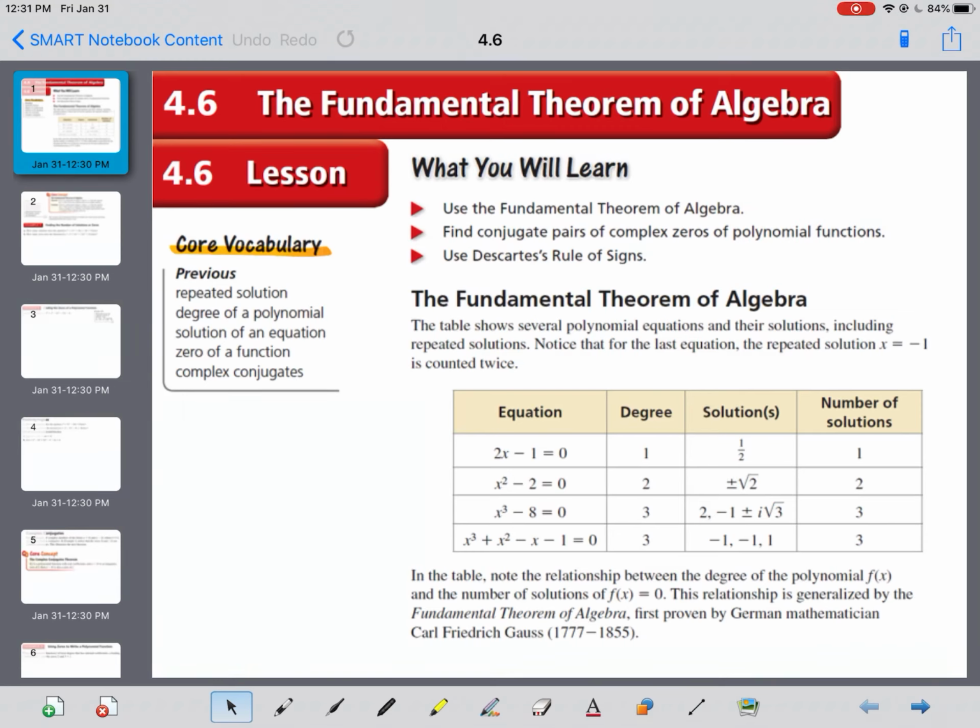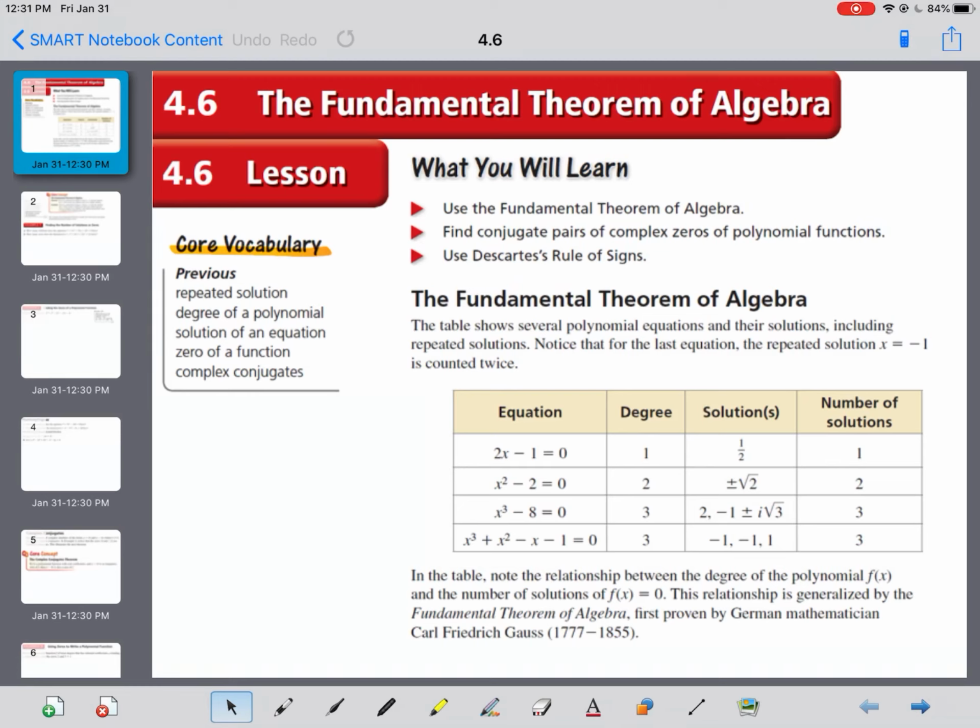2x minus 1, degree of 1, has one solution. X squared minus 2, degree of 2, two solutions. X to the third minus 8, degree 3, 3 solutions. X to the third plus x squared minus x minus 1, degree of 3, 3 solutions.